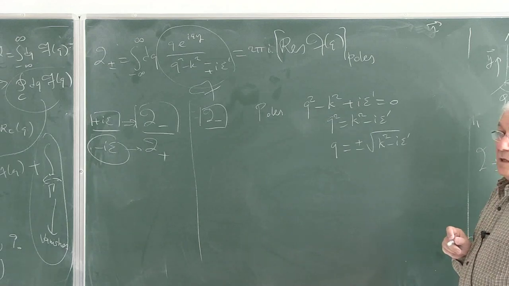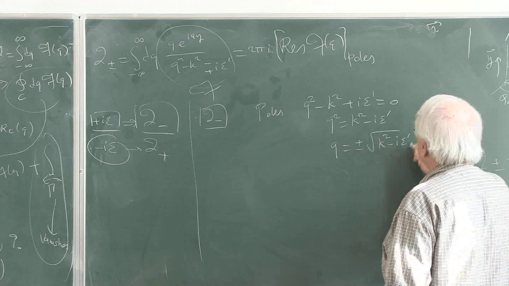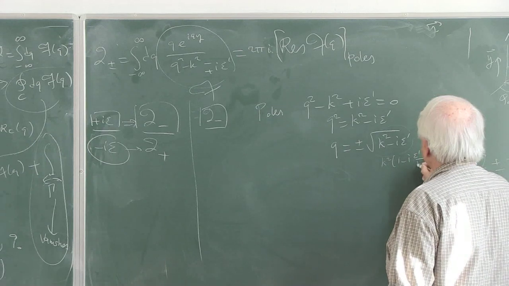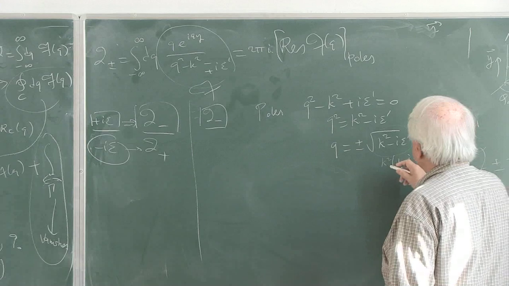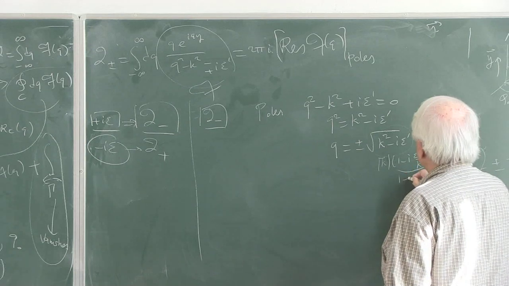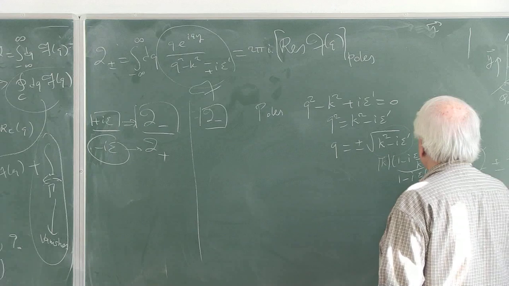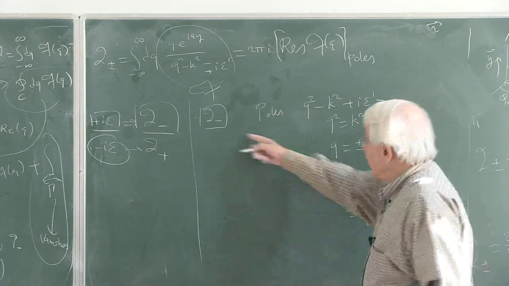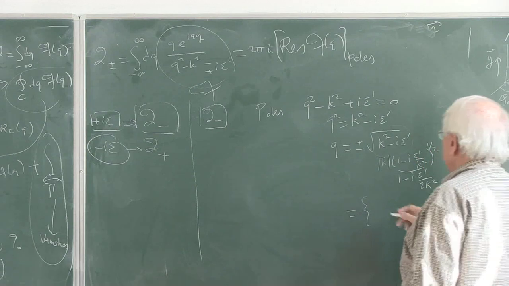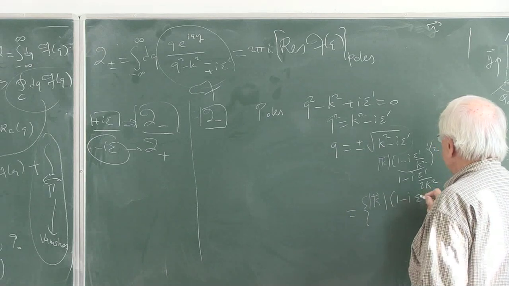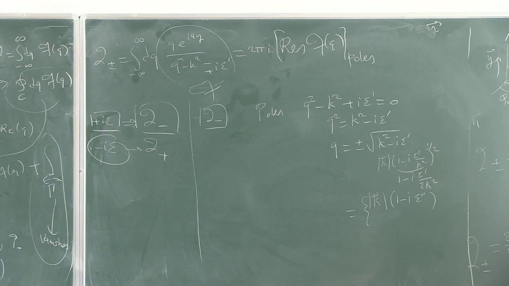Well, epsilon is a small thing, so let's expand. This is k squared times (1 minus i epsilon prime over k squared), so this is k times (1 minus i epsilon prime over k squared) to the one half. So what are the poles now? Remember, I'm doing this. Never forget that. So first of all, k times (1 minus i epsilon double prime), epsilon prime divided again by another positive thing, so it's a third epsilon, which is to go to zero.